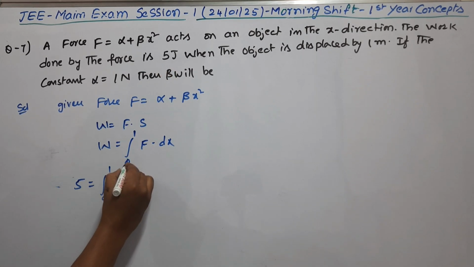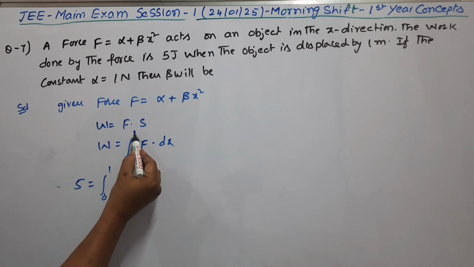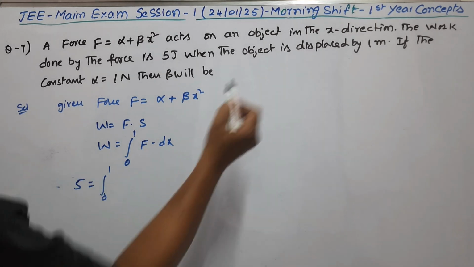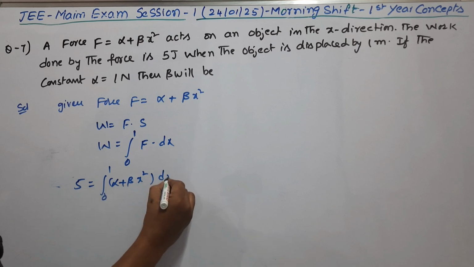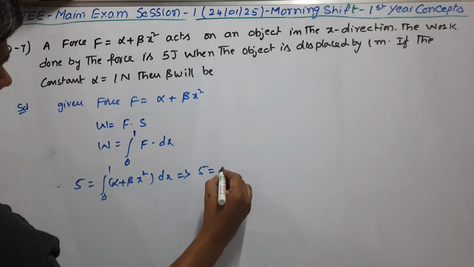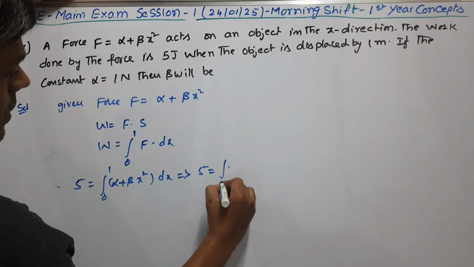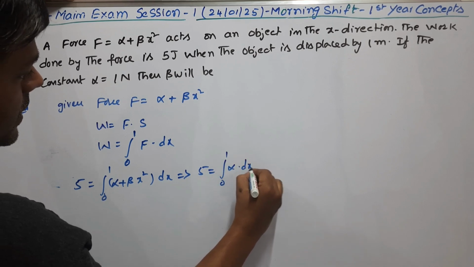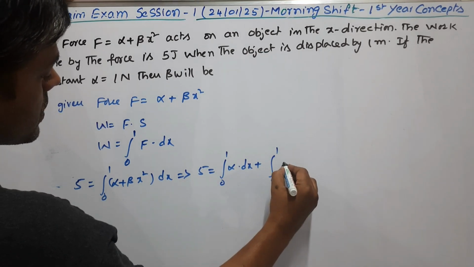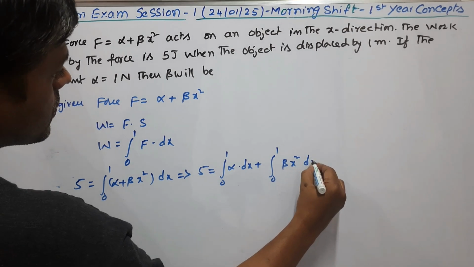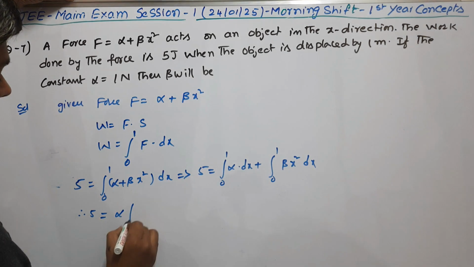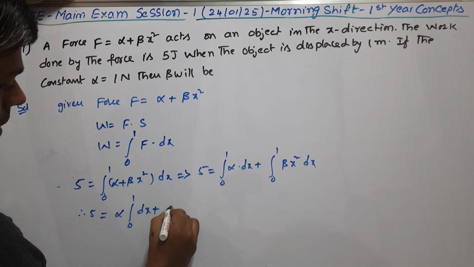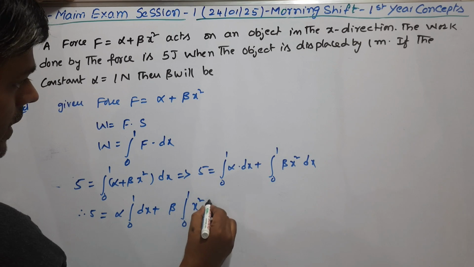That means the journey starts from 0, and in the entire journey it covers 1 meter, so we integrate between 0 to 1. F is equal to alpha plus beta x square, into dx. That implies 5 is equal to the integral from 0 to 1 of alpha dx plus the integral from 0 to 1 of beta x square dx. Therefore, 5 is equal to alpha into the integral from 0 to 1 of dx plus beta into the integral from 0 to 1 of x square dx.